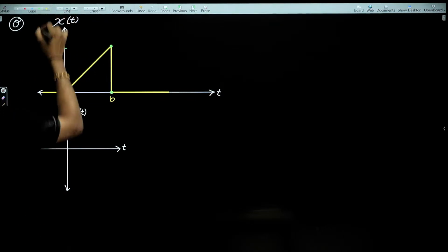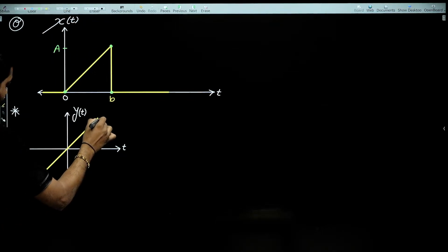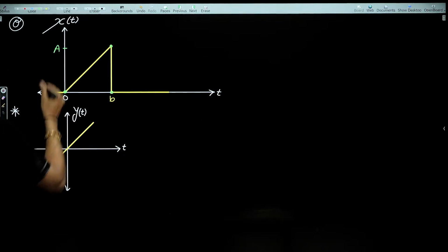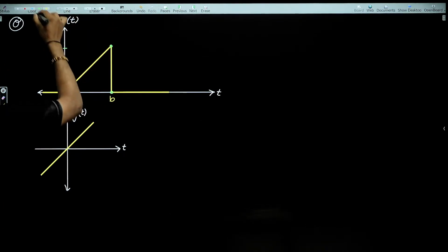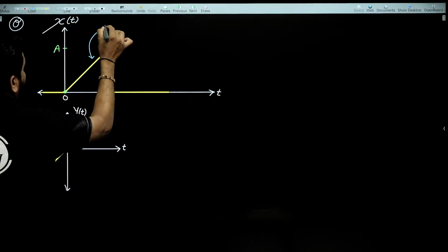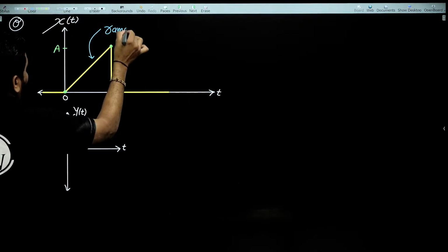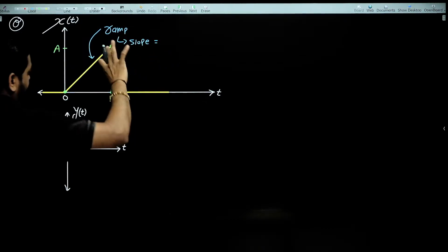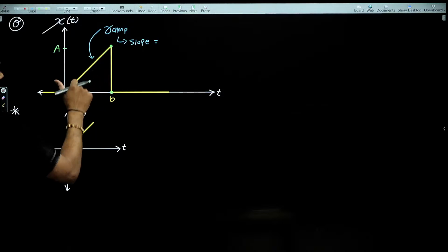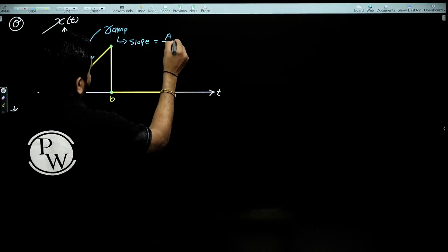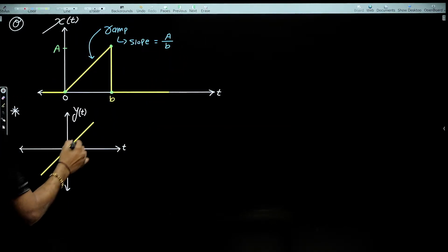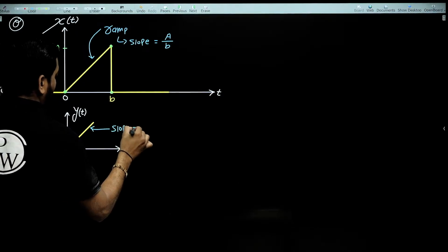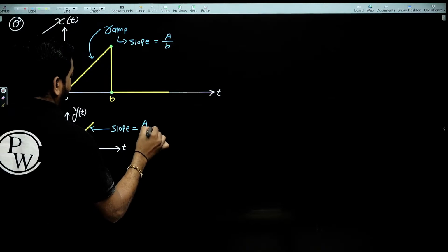It is a straight line passing through origin, guys. What is the slope here? So you can see this is the ramp function, having a slope. What is the slope? Slope is dy by dx. Slope is A by B. So here the same slope we need to consider. Ramp function with the slope A by B.